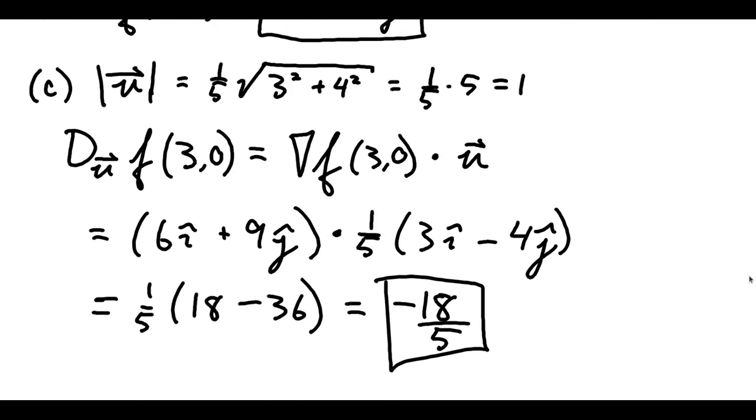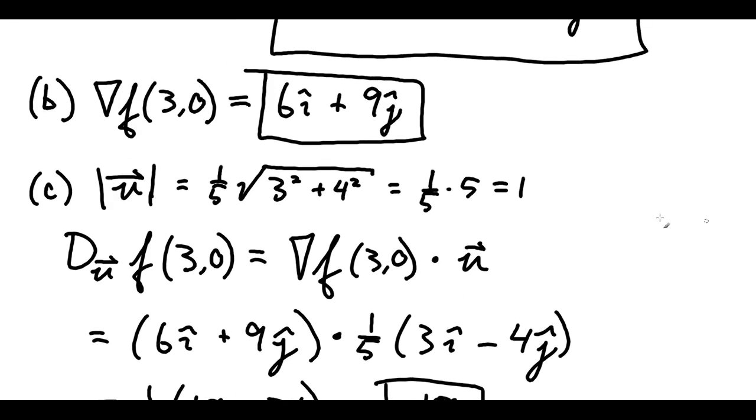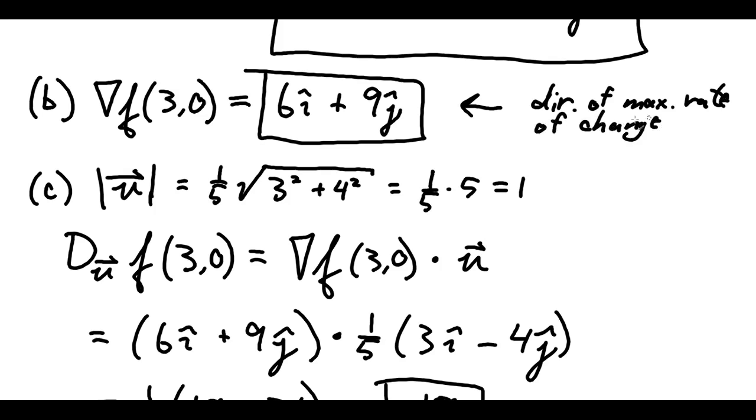They didn't ask us anything to this effect, but it might be worth noting, and I will point out, remember, if you have read this in the section, if not, pay attention to it when you get there, that the gradient vector gives you the direction of maximum rate of change. If you want the maximum rate of change, if you want to increase the function as quickly as possible, from this point 3, 0 you would want to move in the direction of the vector 6, 9.